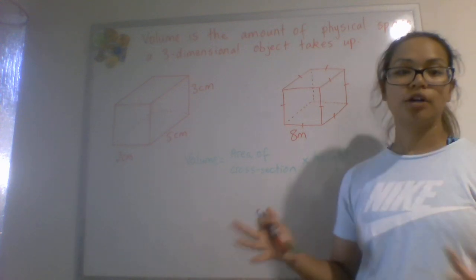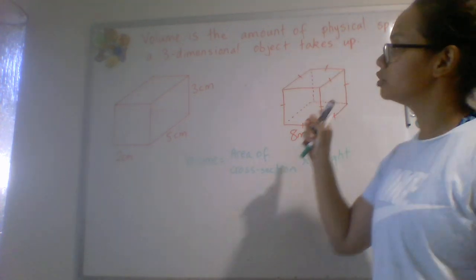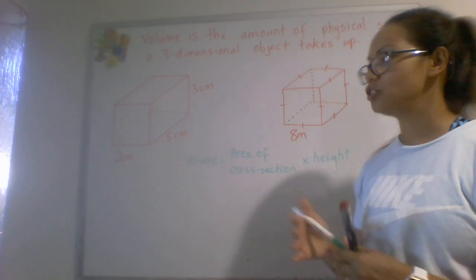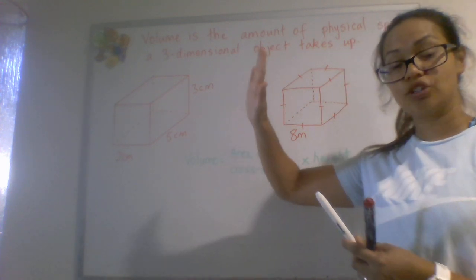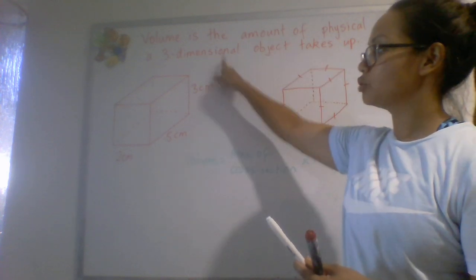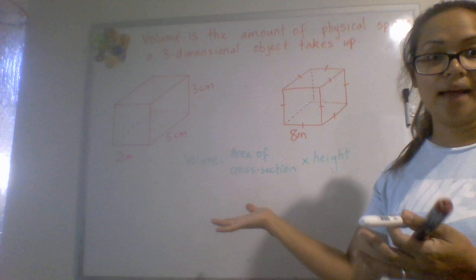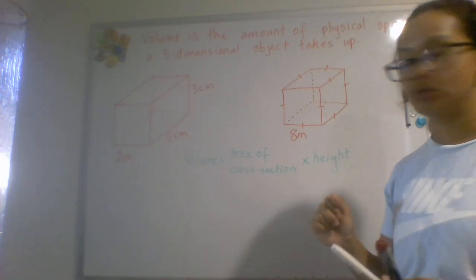Hi everyone, in this video today we're going to be talking about volume. Now volume is the amount of physical space inside a three-dimensional object. So we're dealing with 3 dimensions now. In 2 dimensions we just look at length and width, so it's a flat shape, whereas in 3-dimensional objects we have that extra dimension which is usually called depth, or some people call it height. So we're looking at how much space is inside that 3-dimensional object.